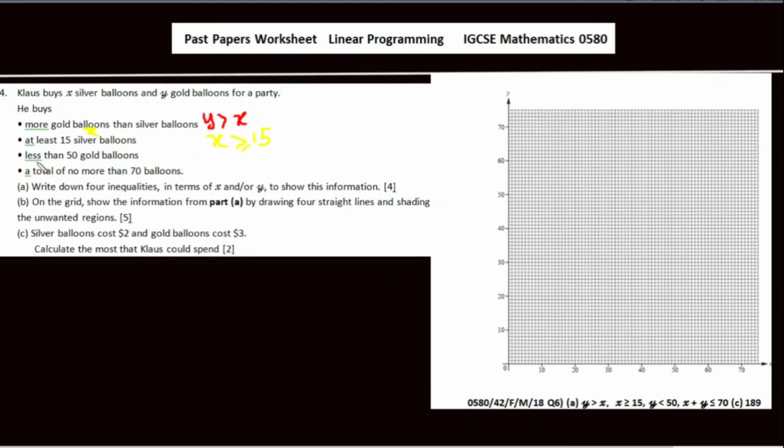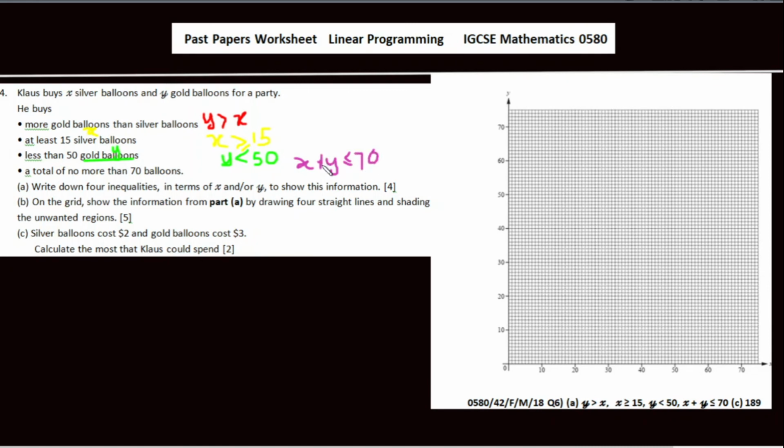Then we have less than 50 gold balloons. So less than 50 gold balloons is represented by Y. So Y is less than 50. Can't be equal to, so we're not using the equals sign in the inequality. A total of no more than 70 balloons. That means X plus Y cannot be more than 70. So it can be 70 and it can be less. So we'll write less than or equal to 70.